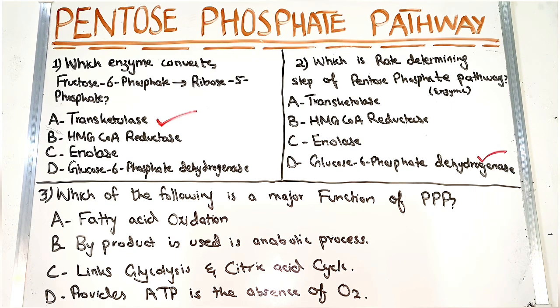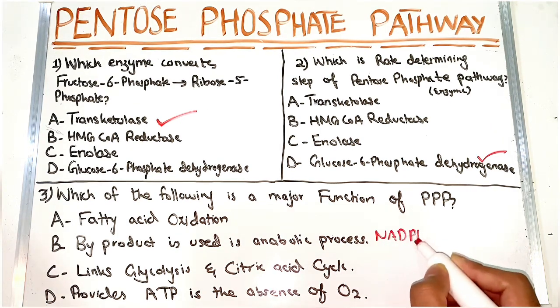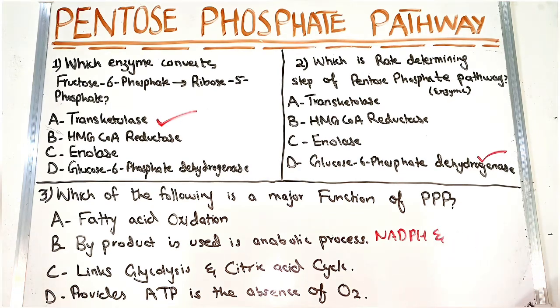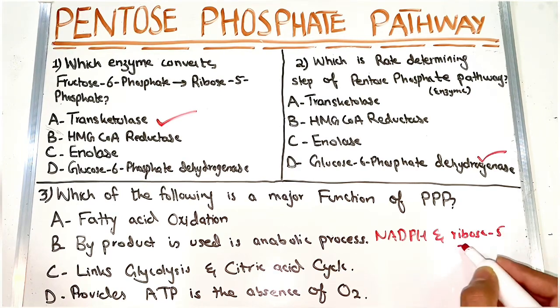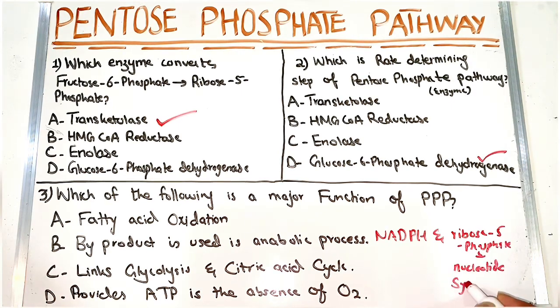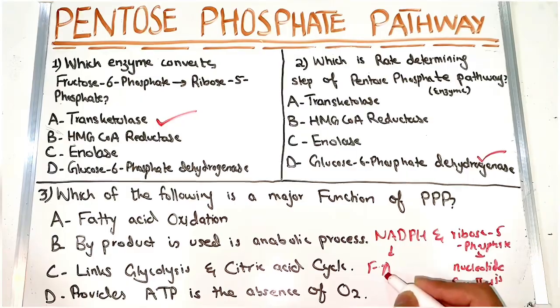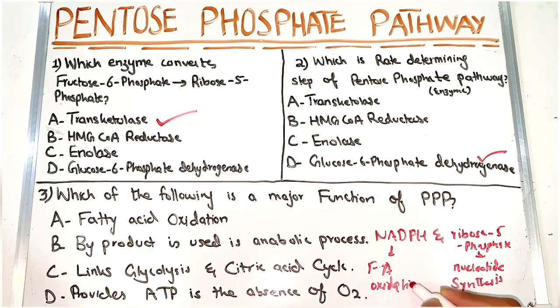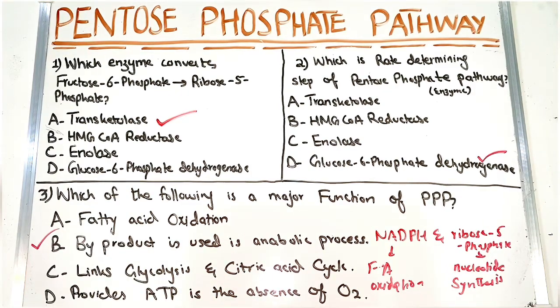So the last question is: which of the following is a major function of the pentose phosphate pathway? As we know, the pentose phosphate pathway makes NADPH and ribose 5-phosphate, which is used in nucleotide synthesis. NADPH later is used in fatty acid synthesis. So by this we got an idea that the pentose phosphate pathway makes molecules which are further used in different processes. So the right option is B. The byproduct is used in anabolic processes.